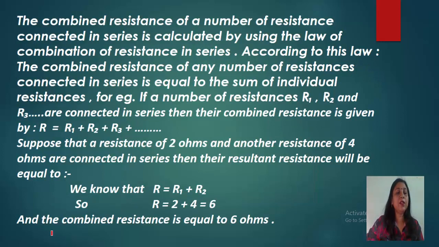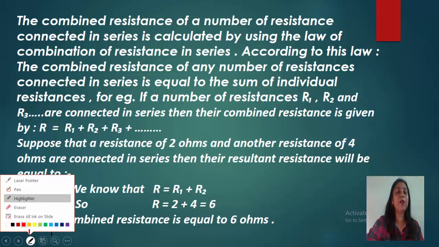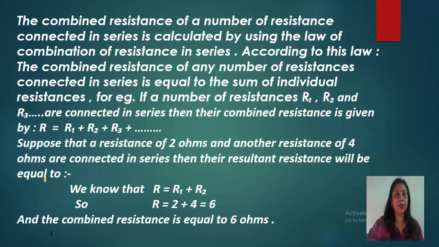Now, when the resistances are connected in series, we have to calculate the resultant resistance. There is one law by which we can calculate the combined resistance, and this is known as the law of combination of resistances in series. According to this law, the combined resistance of any number of resistances connected in series is equal to the sum of the individual resistances.